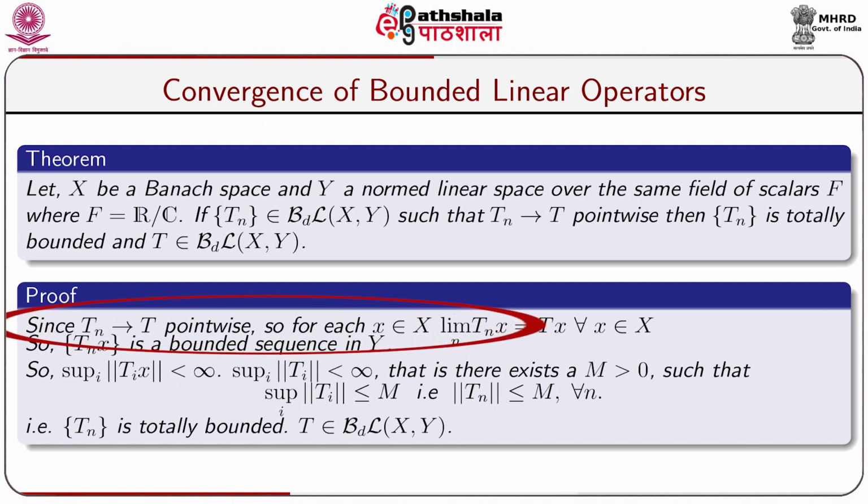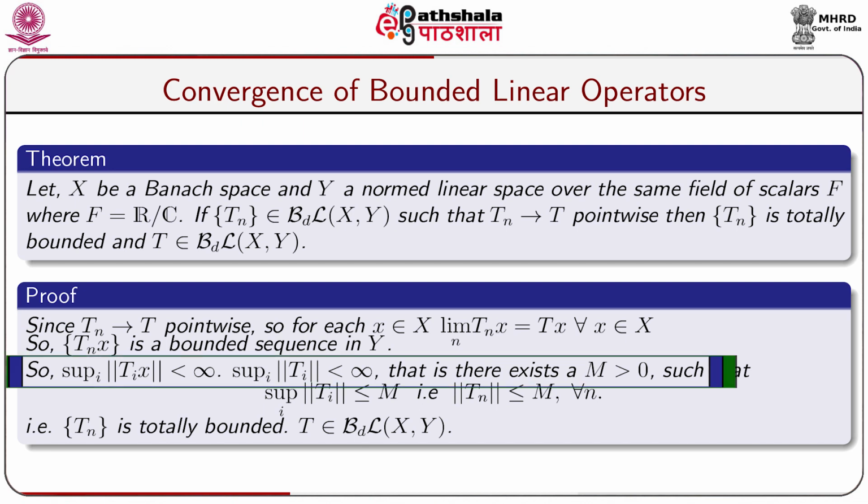Since Tn converges to T pointwise, for each x belonging to X, the limit of Tnx is equal to Tx for all x belonging to X. So, Tnx is a bounded sequence in Y. We know that every convergent sequence is bounded. So, the supremum of the norm of Tix, where the supremum is taken over i, is strictly less than infinity. So, the supremum over i of the norm of Ti is less than infinity by the uniform boundedness principle, because we have assumed that X is a Banach space.